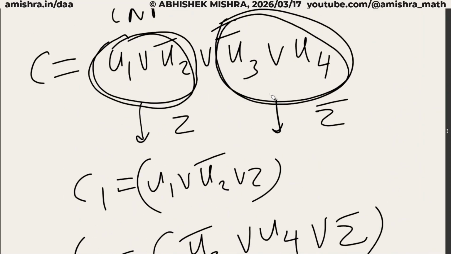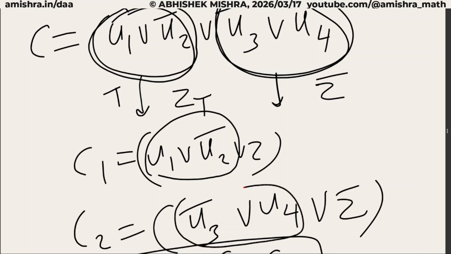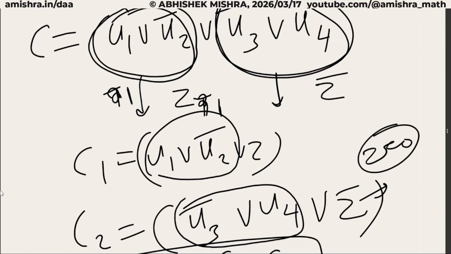Just for simplicity, assume that the first half is true. Now what value of Z should we choose so that C1 and C2 is true? Can you suggest? This half is already true. What value of Z should we choose to make the other half also true? False. Better I explain in terms of 0, 1. True is 1, false is 0. So this is already 1, just set Z equal to 0. So the first clause is 1, the second is also 1, C1 and C2 is 1.